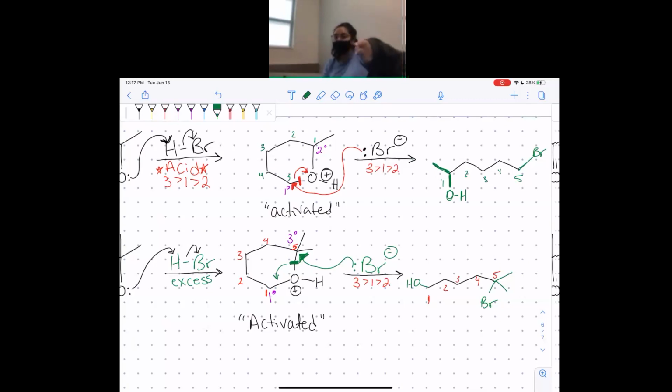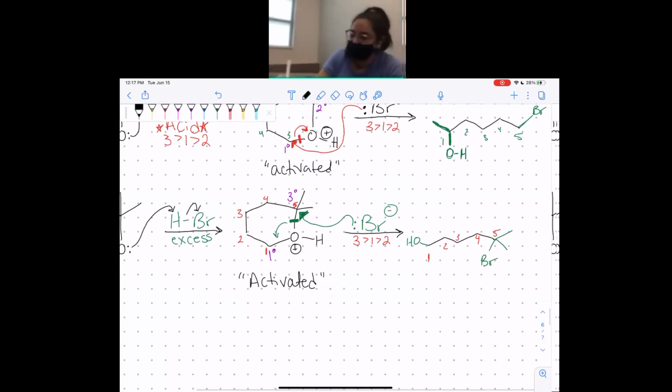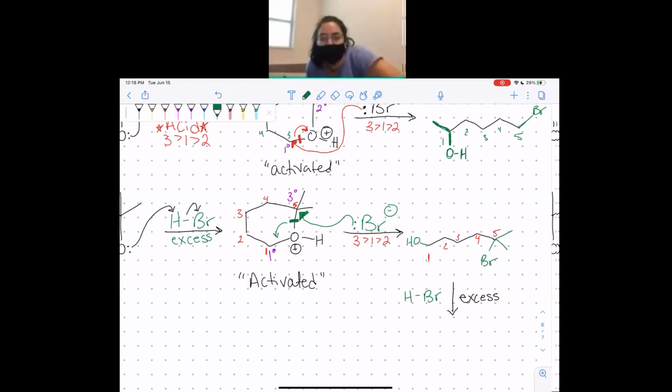Haha, we're not done because we have excess. Exactly. So what do you guys think excess is going to do at this point? I'll make it green just for consistency purposes. Another cleavage. Okay, good. But what are we going to cleave? Because we don't have an ether anymore. Now we just have an alcohol.